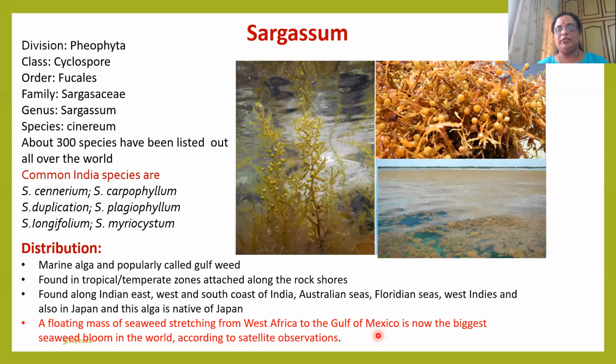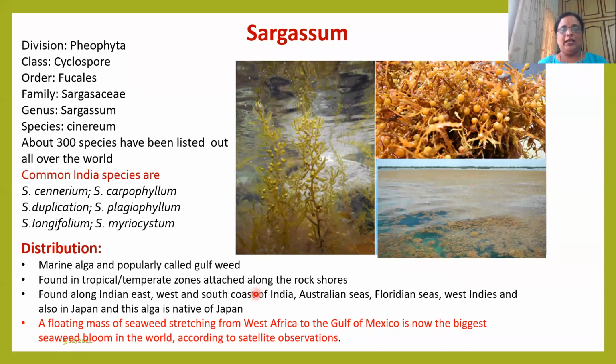to the Gulf of Mexico. And now it is one of the biggest seaweed masses in the world according to satellite observation. When it was observed through the satellite, you could see these weeds distributed from the West African region towards the Gulf of Mexico. You can find this sargassum, which is free-floating massive brown algae.